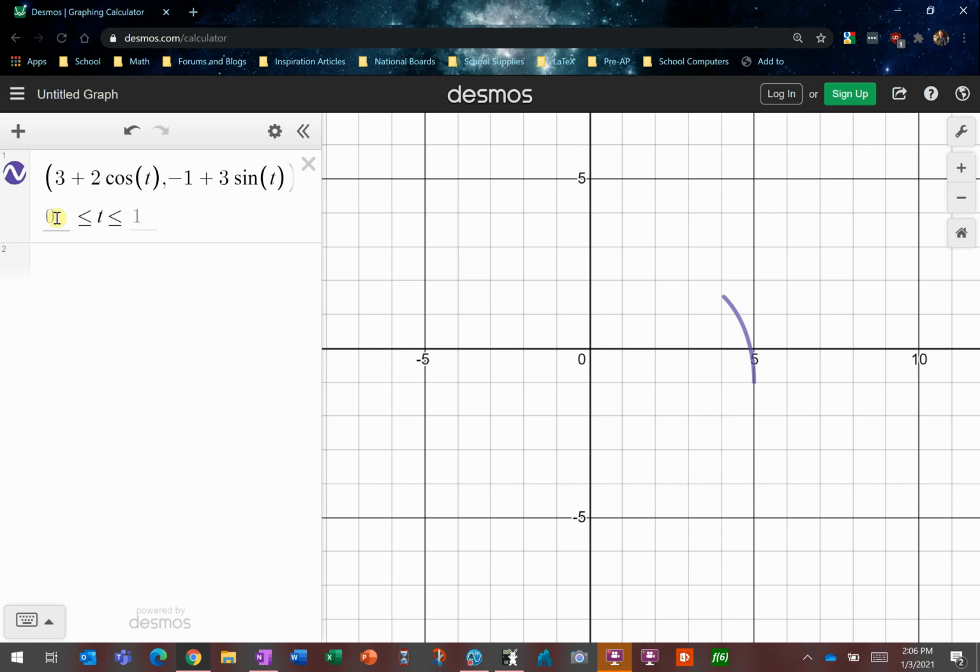Oh, well, we're only going from 0 to 1. What if we went a little bit further, like to 2, 3, 4, 5, 6? There's still a gap. How do we close the gap? Wait, we saw this on the Inspire earlier. What if I go to 6.28? There we go. 0 to 2 pi.